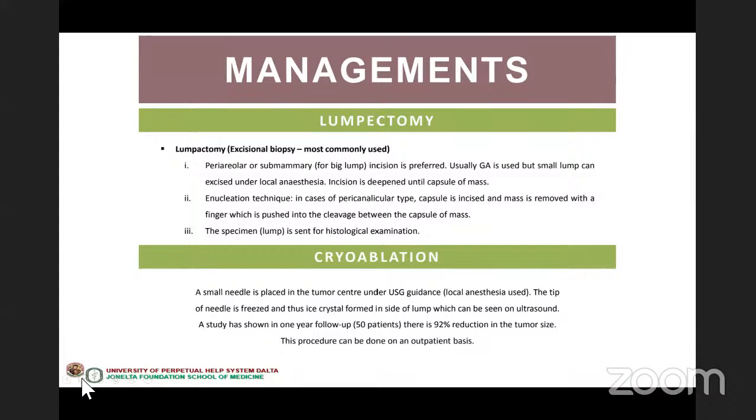Cryoablation, a small needle is placed in the tumor center under ultrasound guidance. So the tip of the needle is frozen and thus an ice crystal is formed inside the lump, which can be seen on ultrasound. So studies have shown there's 92% reduction in the tumor size, and this procedure can be done on an outpatient basis.